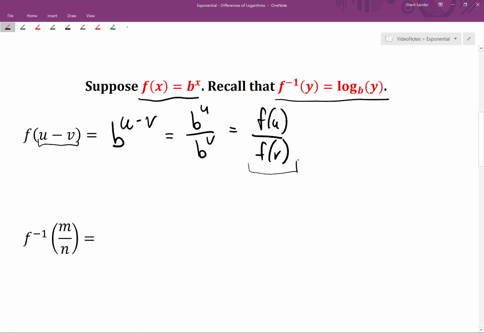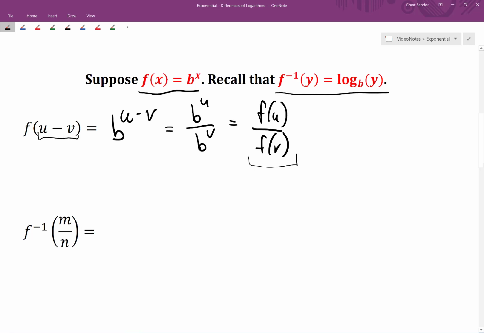Since the output of f is the input to f inverse, and vice versa, the fact that subtracting in the input of f results in dividing the outputs of f means that dividing in the input of f inverse should result in subtracting in the output of f inverse. So f inverse of m divided by n should be equal to f inverse of m minus f inverse of n.